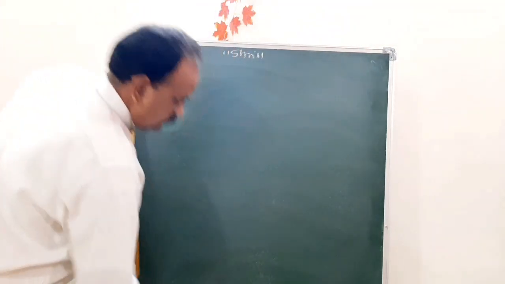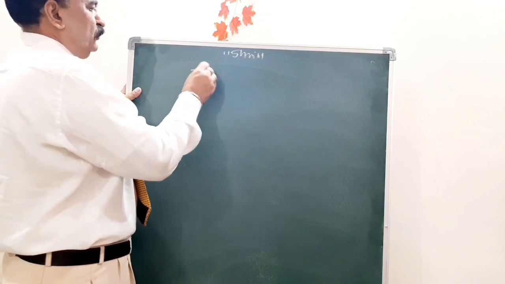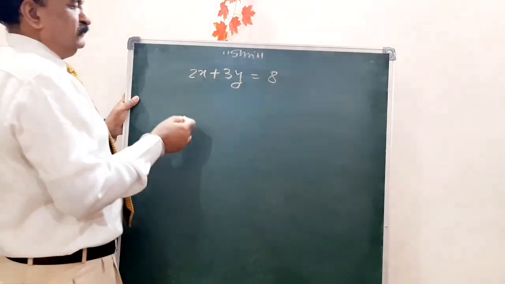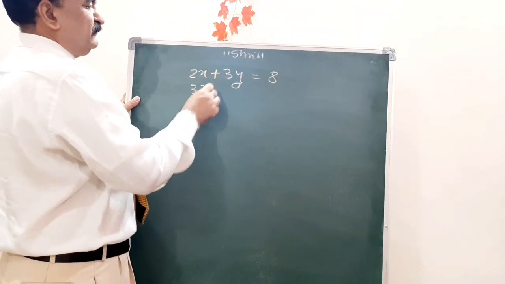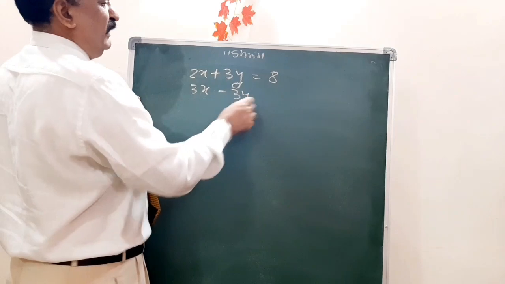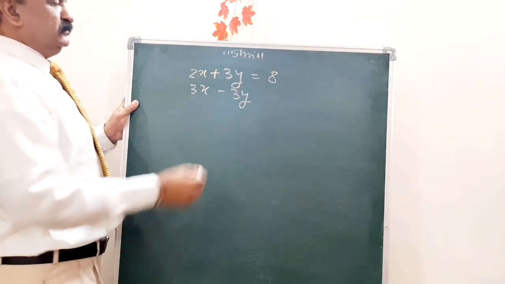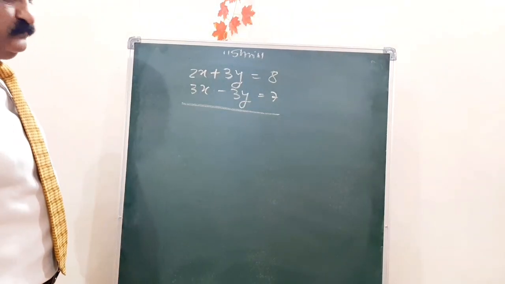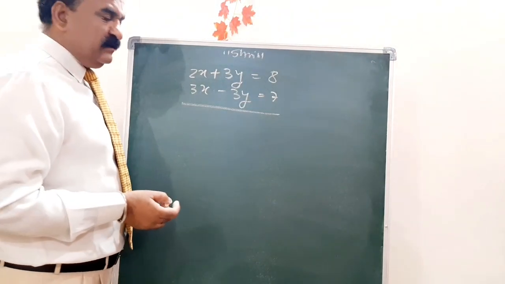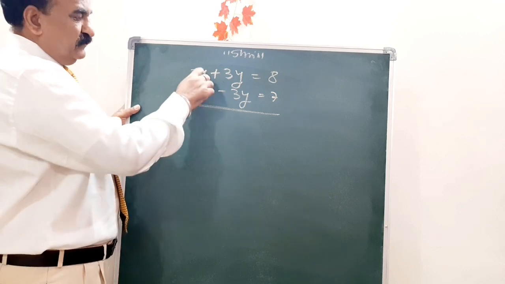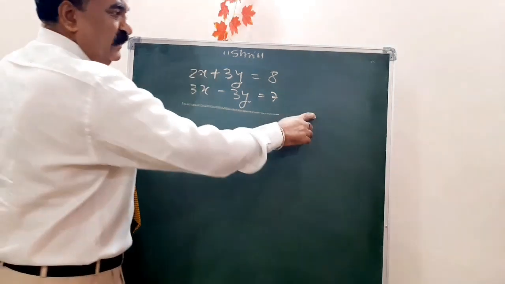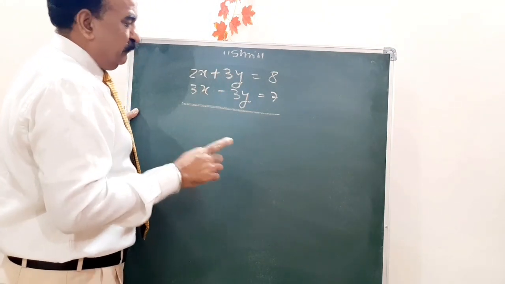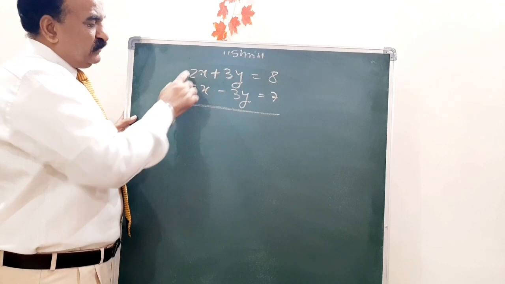If I am writing 2x plus 3y is equal to 8 and 3x minus 3y is equal to 7. These are the two equations. And now somebody is telling me, sir, I want to cancel x. Here, if you are adding, the plus 3y and minus 3y will get cancelled. But somebody asked me, no sir, I want to cancel x.